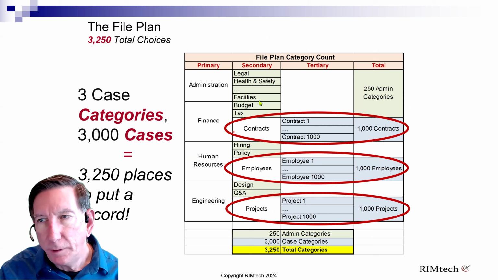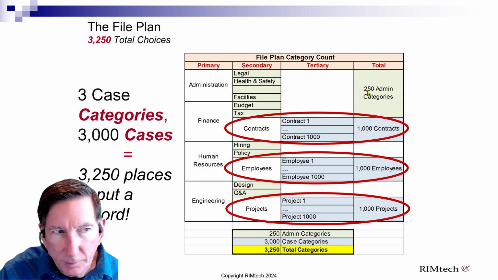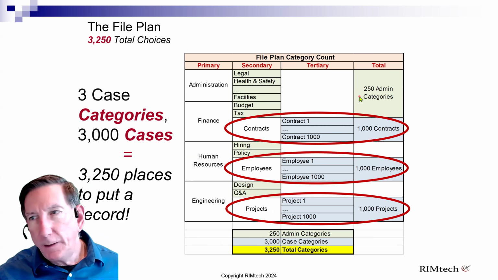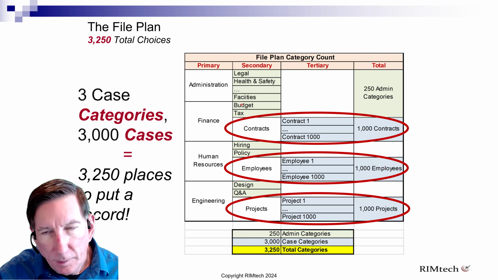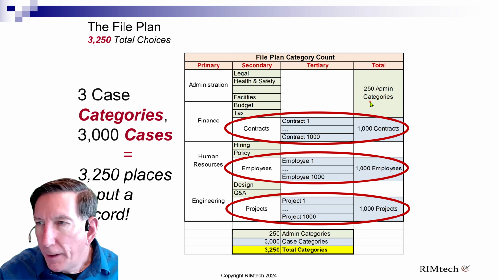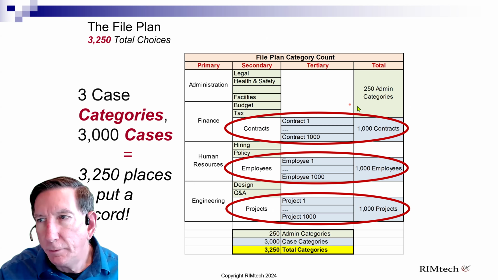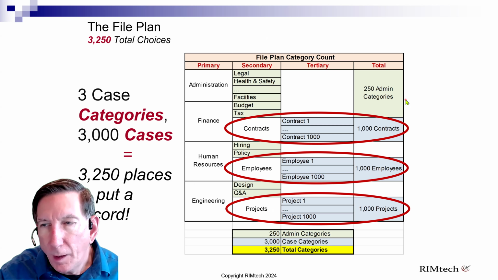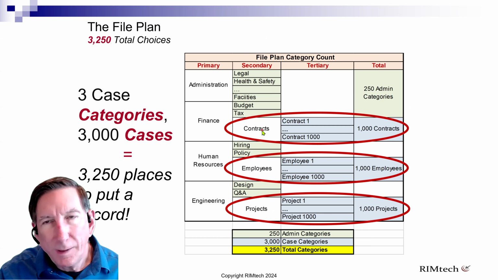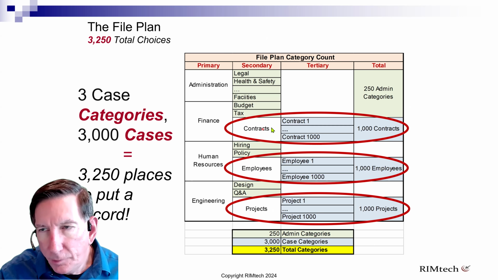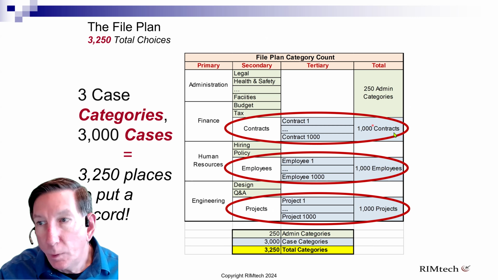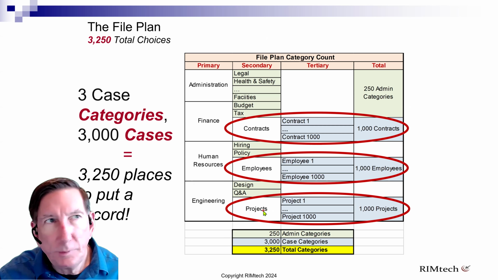So here's an example of a retention schedule with 253 categories in it. Imagine for a moment that each category or activity is a storage location in SharePoint called a library. Well, now we have 250 libraries for admin activities. We have 3 libraries for case categories. We have contracts, employees, and projects. But each of these 3 libraries is split into 1,000 cases. So we have 1,000 contracts, 1,000 employees, and 1,000 projects.